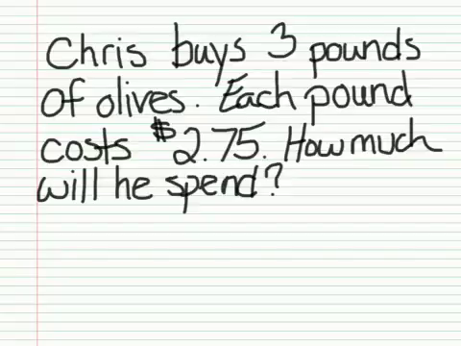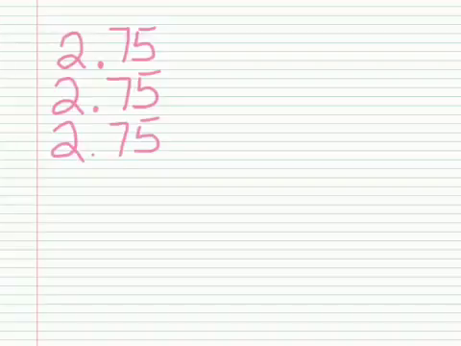So Chris buys 3 pounds of olives. Each pound costs $2.75. How much will he spend? Well, we've got several methods to figure this out. Let's use pink this time. So, we have 3 pounds of olives, and each pound is going to be $2.75. If we use repeated addition, we can get our answer.